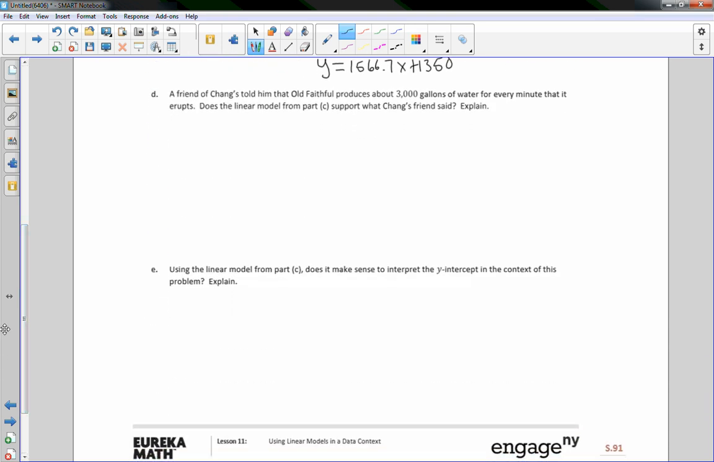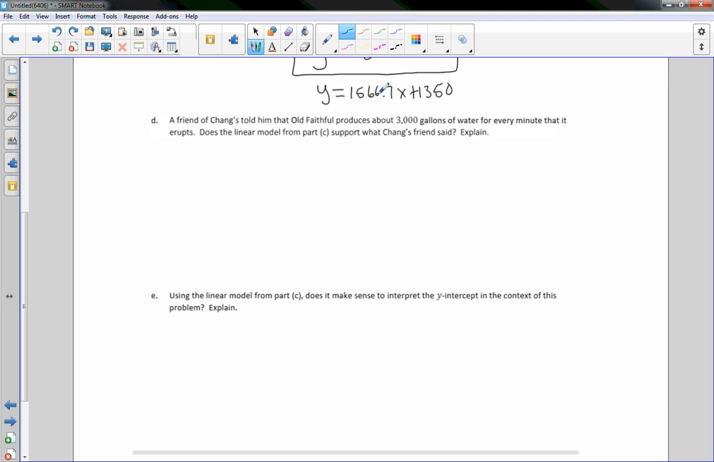So now I'm going to focus on this equation because now the rate of change is for every minute, not every 3 minutes. So now it says a friend of Chang's told him that Old Faithful produces about 3,000 gallons of water every minute that it erupts. Does the linear model from part C support what Chang's friend said? Explain. So here's your explanation. You take your equation that you came up with. And now 3,000 gallons goes over where Y is. That's how much water. And for every minute, that would make my X 1.